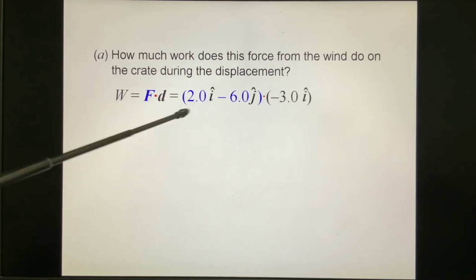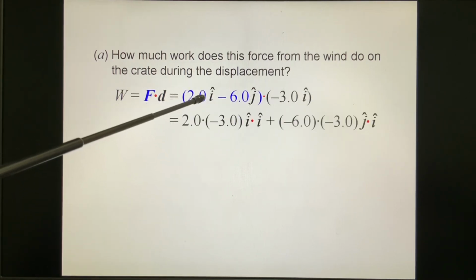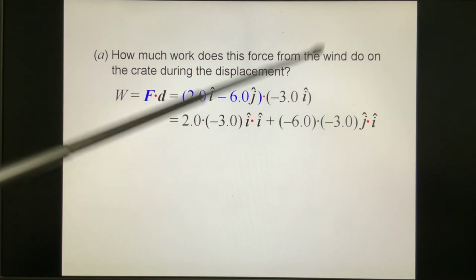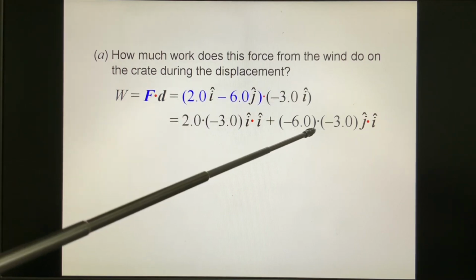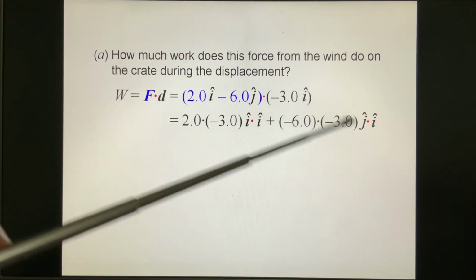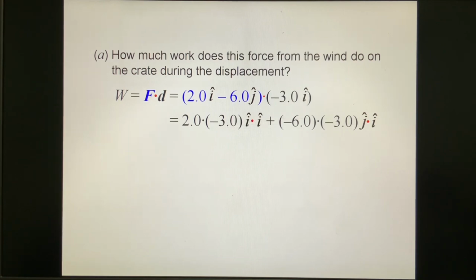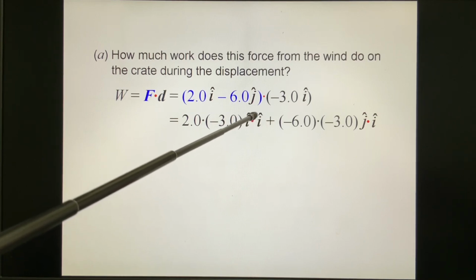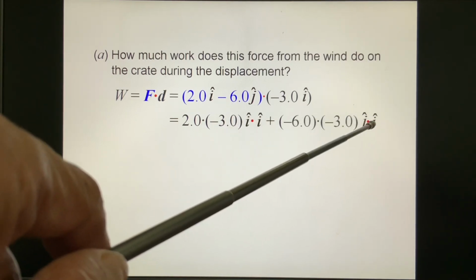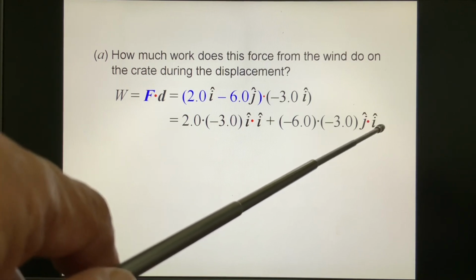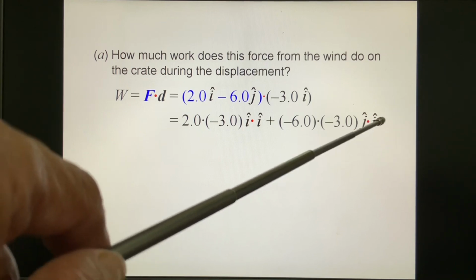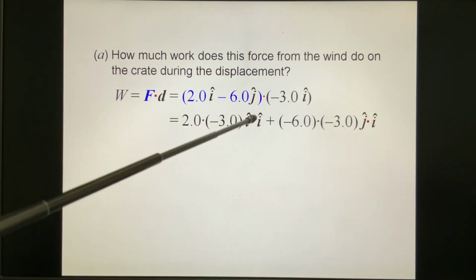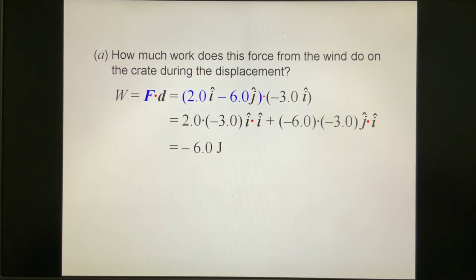So we rewrite this one: 2.0 times minus 3.0, i dot i, minus 6.0 times minus 3.0, j dot i. We know i dot i is 1 times 1 times cosine 0, which is 1. j dot i, they are perpendicular, equals 1 times 1 times cosine 90 degrees, which is 0. So this term is 0 because j dot i is 0. So we get i dot i equals 1, and we get minus 6.0 joules.